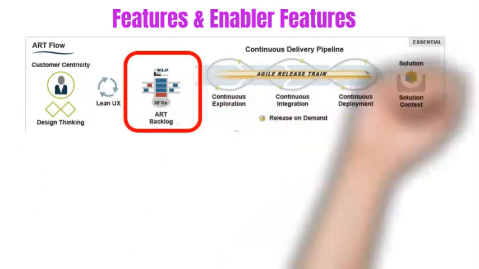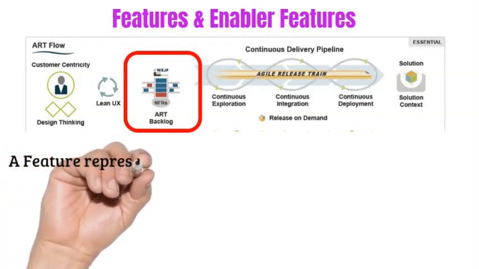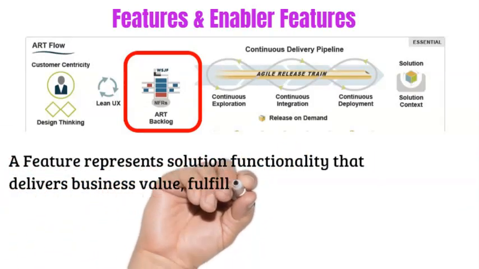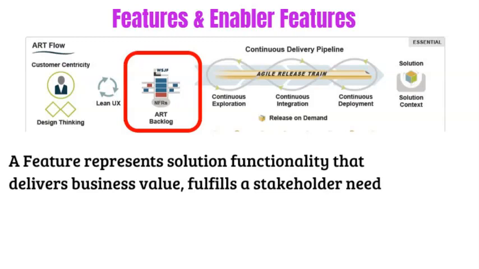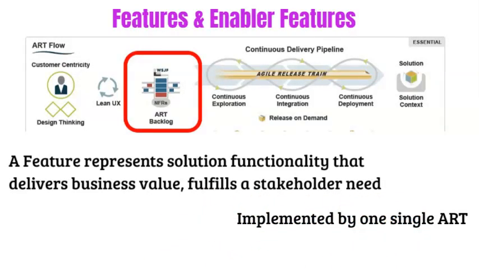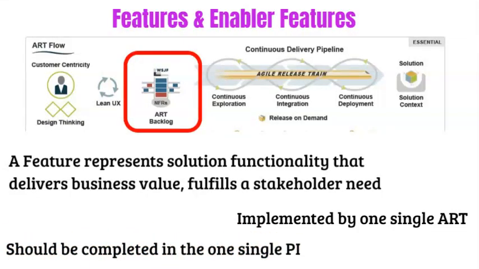Then come features. Features and enabler features go into the ART backlog, the program backlog. It is owned by the product manager. A feature, by definition, represents a solution functionality that delivers value or fulfills a stakeholder need. So that is the definition of a feature. Each feature is implemented by one single ART, and it should be implemented in one single PI. So that is the guidance on features.